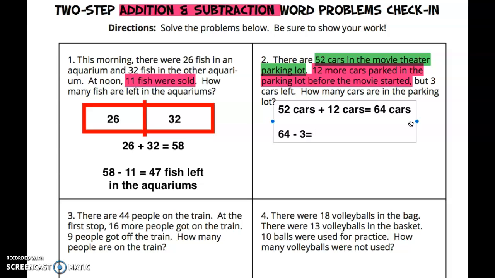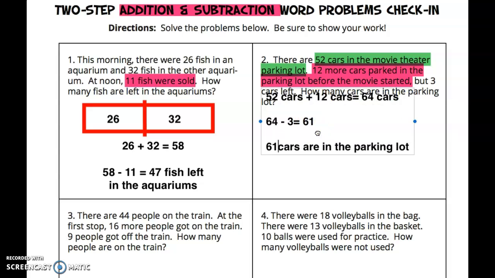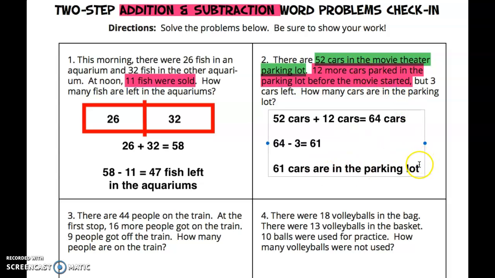64 take away 3. You can count down, or 4 minus 3 is 1, and then 6 tens minus 0 tens is 6. So 61. How many cars are in the parking lot? 61 cars are in the parking lot. I can even make it a separate part if you're running out of room, like just what I did right here. 61 cars are in the parking lot. That is my answer. It's always important that we have a complete sentence, and I would circle this if I could to show you my answer here.